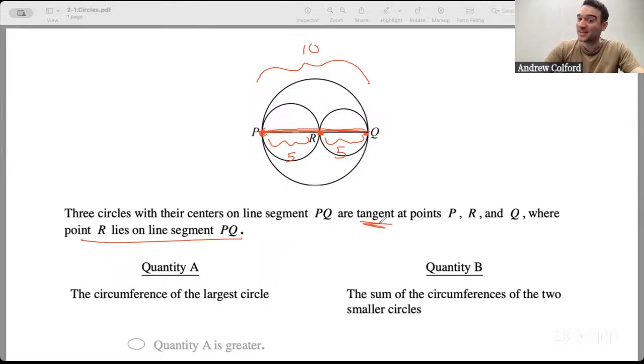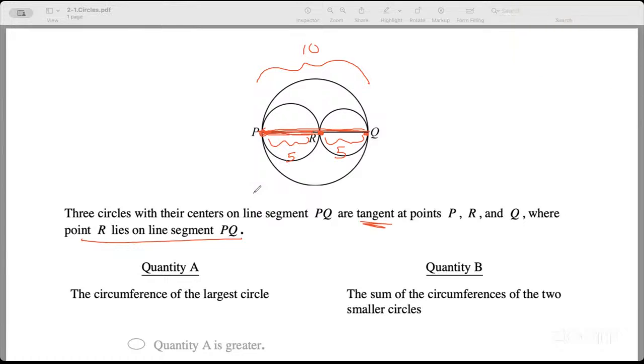We have to assume that they're touching. We have to assume that R is on these points because it tells us all these things. But otherwise, we can set them equal to each other. Okay. So RH, if 5 is the diameter of this circle, what's the circumference of PR?